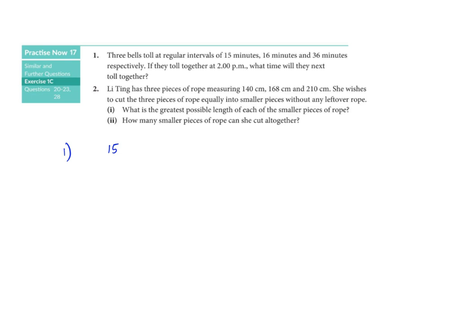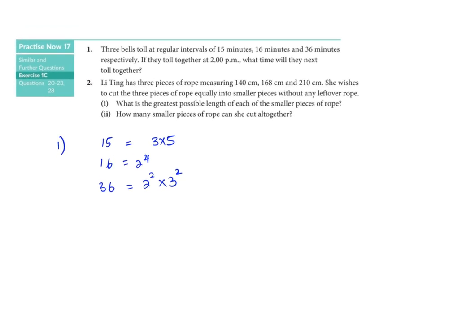15, because it's quite simple, is just 3 times 5. And then 16 will be 2 to the power of 4. And then 36 will give you 2 squared times 3 squared. Now to get the LCM of 15, 16, and 36, I'm going to take the bigger power each time. So this is 2 to the 4, then 3 squared, and then you've got a 5 there. If you multiply them together, you're going to get 720.